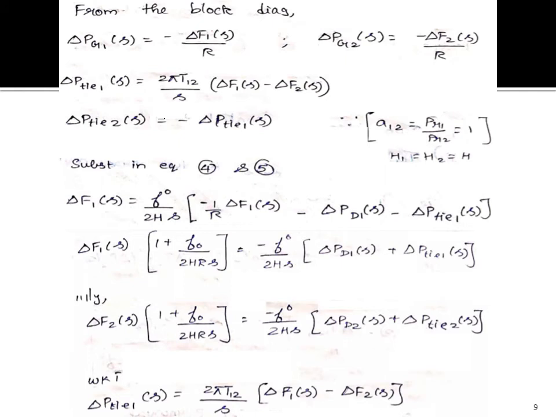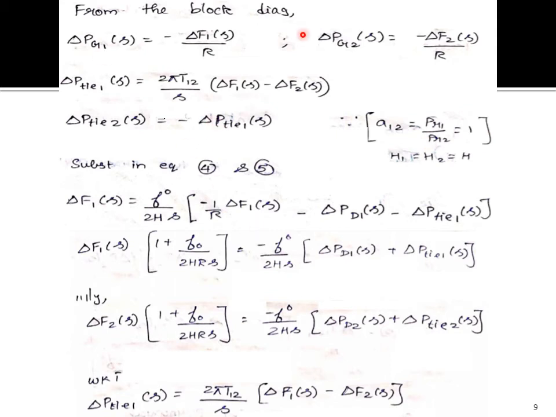So from this block diagram, we can obtain our del Pg1 value will be equal to minus del F1 of S by R, and del Pg2 value will be minus del F2 of S by R. And the tie line power between the two areas can be written like this. If you see the block diagram, you can understand this. And the difference between your tie line 1 and tie line 2 will be a minus sign only, and as it is an identical system, we have assumed our rated power of area 1 will be equal to rated power of area 2.